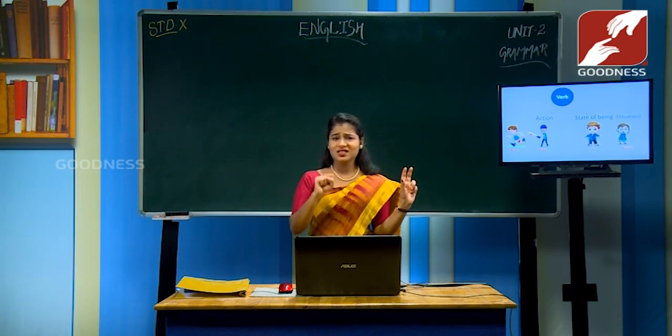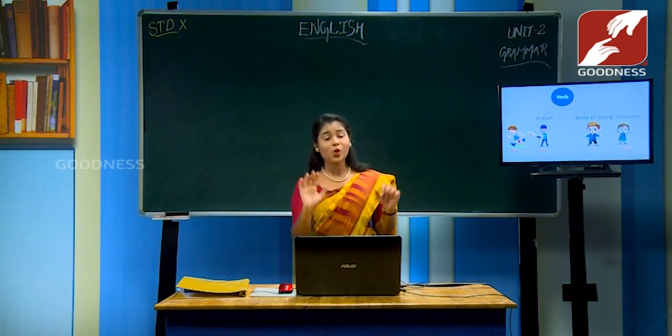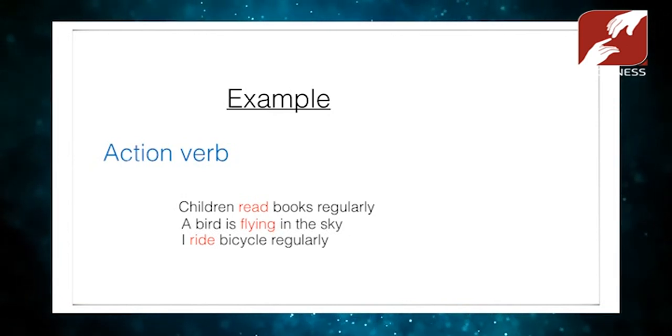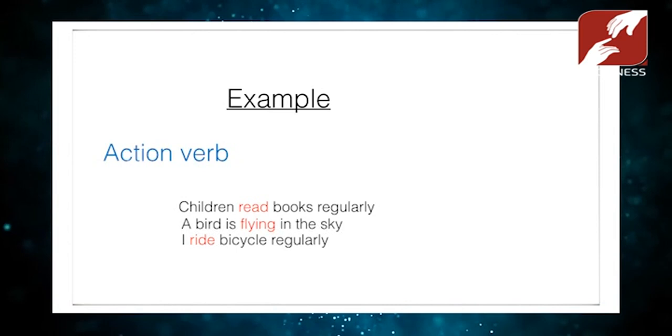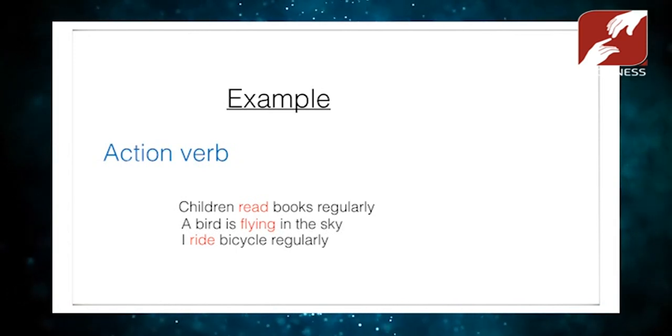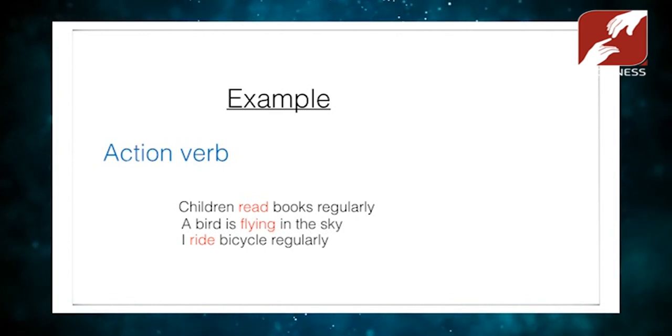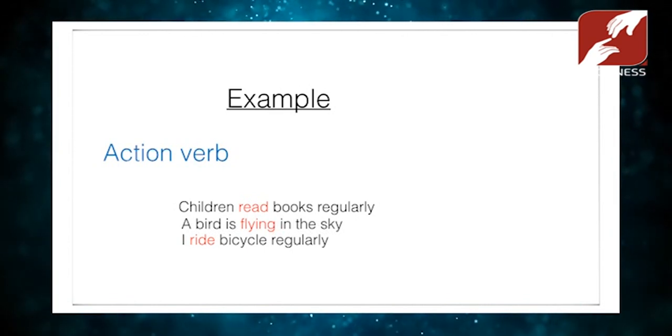Now, let's see some examples of both the verbs. Now, just see the examples of action verb. Children read books regularly. What are the children doing? Yes, they are reading books. So, what is the action performed by the children? Reading or read. So, here the verb is read and it comes under action verb. Is it clear for you?